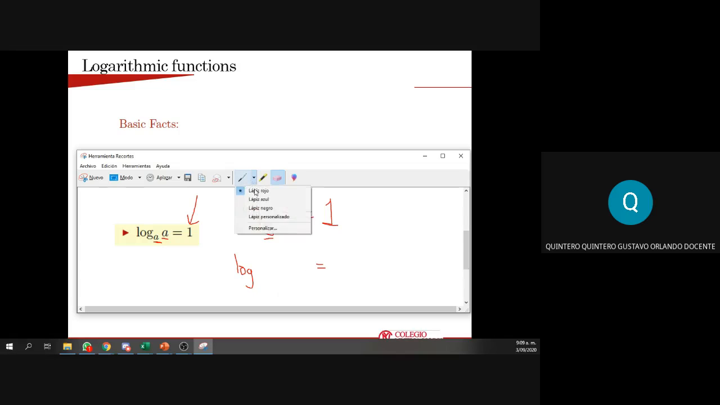Of course, don't forget about our conditions. How much is this? Logarithm to the base 1 of 1. In the chat, please, everybody, how much is this? Logarithm to the base 1 of 1. How much is that?